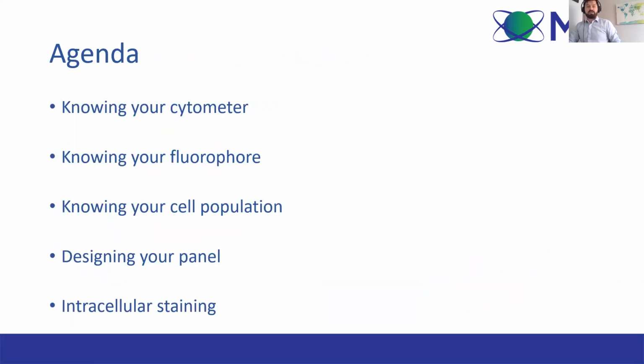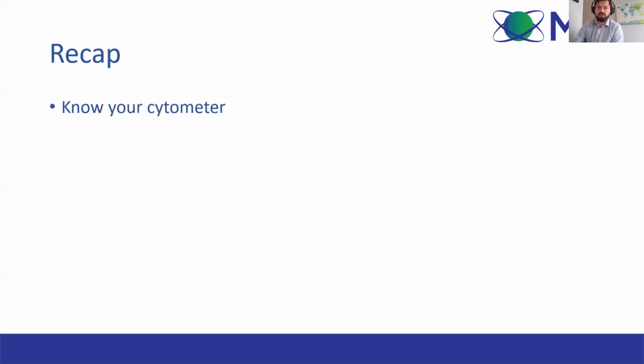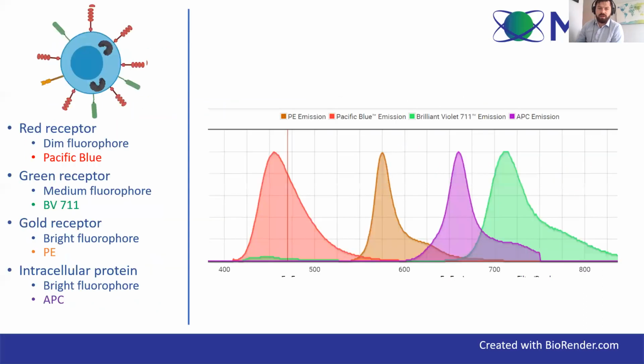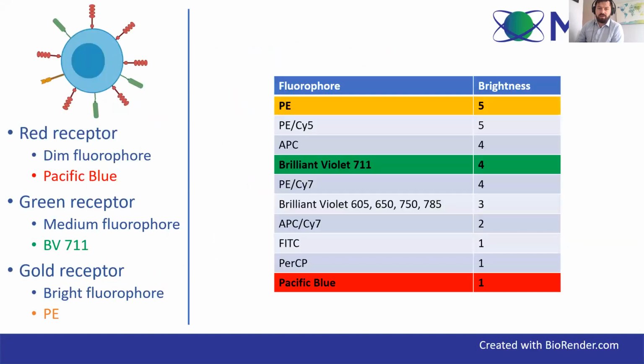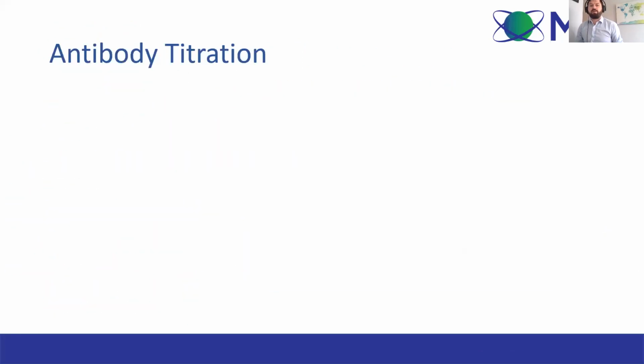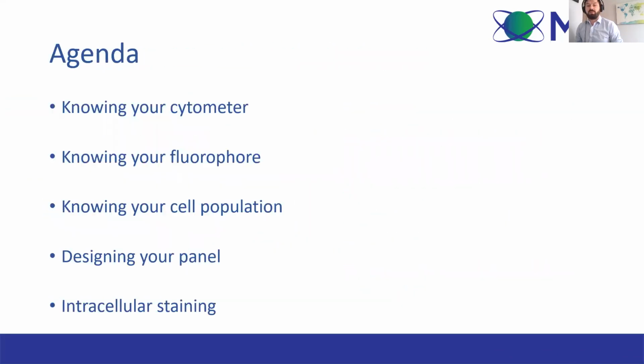So just a little bit of an agenda for today. We will focus today on designing a multicolor flow cytometry panel, and I've broken up the talk into a few different areas. They do all link together because they're all obviously very related. So we'll talk about knowing your cytometer, knowing the properties of your fluorophores, knowing the important things to know about your cell population. Then we'll look at designing the panel itself. And finally, we'll look at intracellular staining and a few other factors that are important in your flow cytometry multicolor panel.